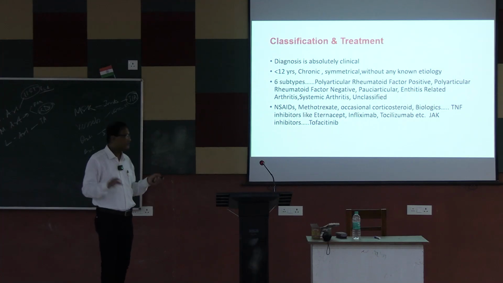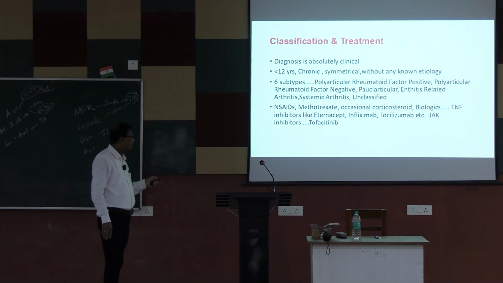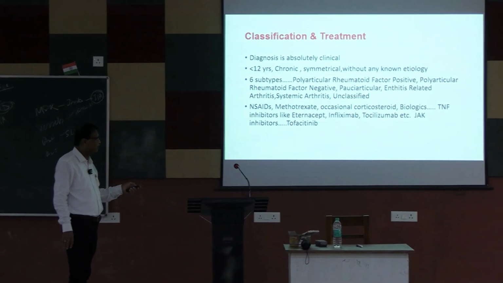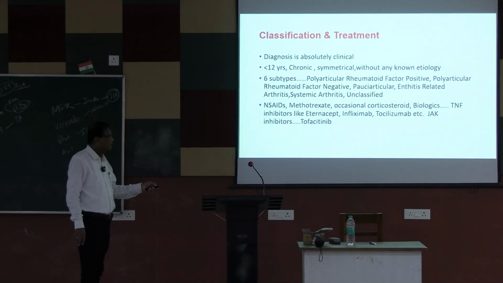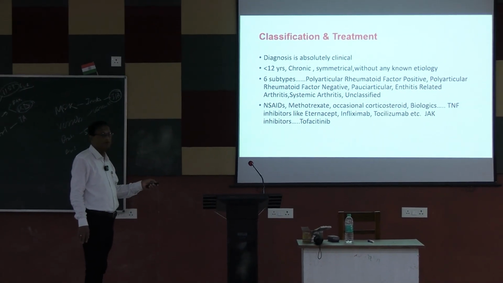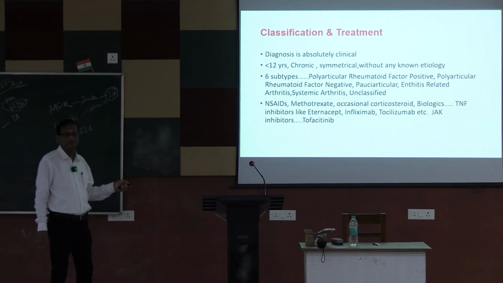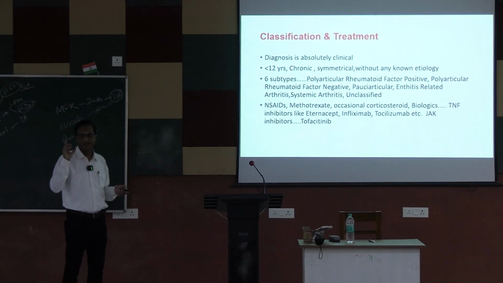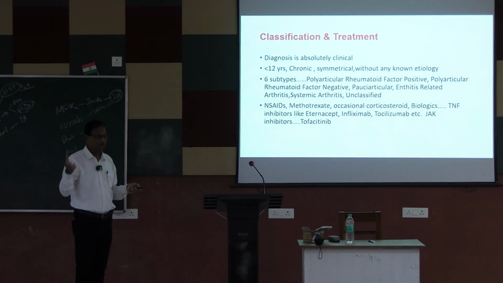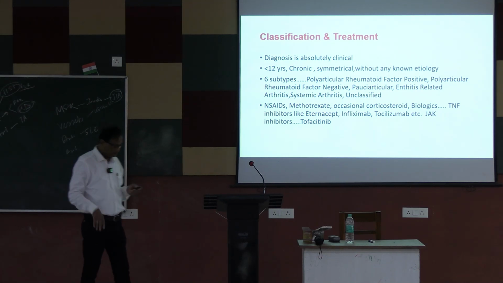So the first 3 drugs commonly used are non-steroidal anti-inflammatory drugs, methotrexate, and occasional corticosteroid. When the patient does not respond within 3 months after the onset of disease, then we use anti-TNFs: etanercept, infliximab, tocilizumab. I am not going into detail, there is no need to know it, and sometimes JAK inhibitors.